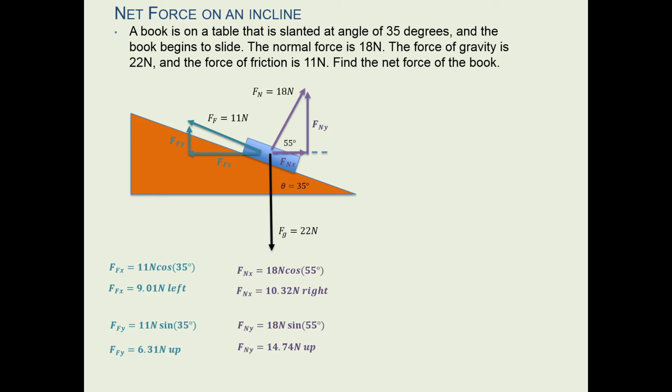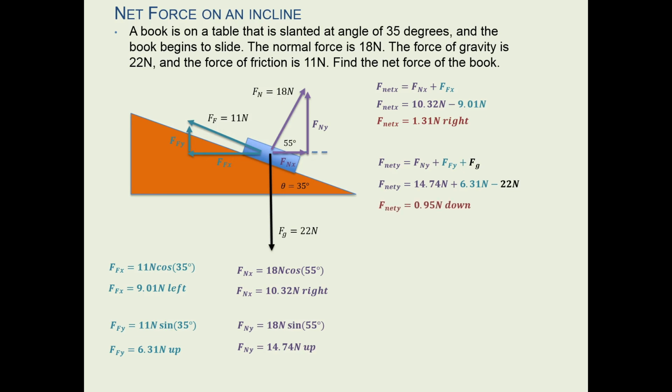After the forces have been broken into components, the net force can be found in the x and y direction. Starting with the x direction, there are only two x forces: the x component of the normal force and friction force. And since those two forces are opposite, we'll have to subtract to get the total. This gives a net x force of 1.31 newtons right. For the y net force, there are three forces: the y normal force, y friction force, and gravity. The y normal force and friction force are up, but gravity is downward. Calculating accordingly, this gives a y net force of 0.95 newtons down.